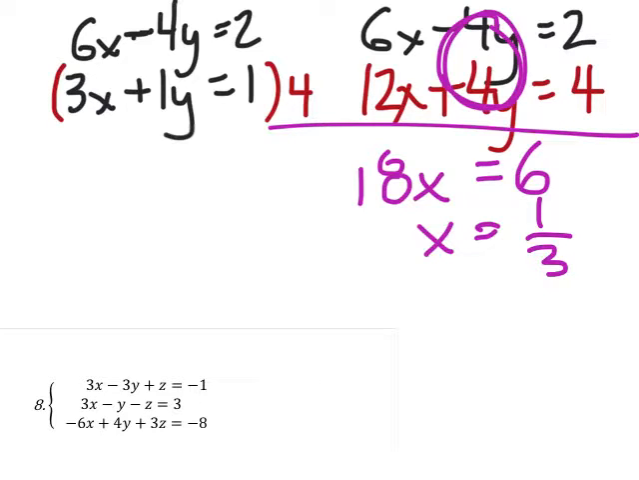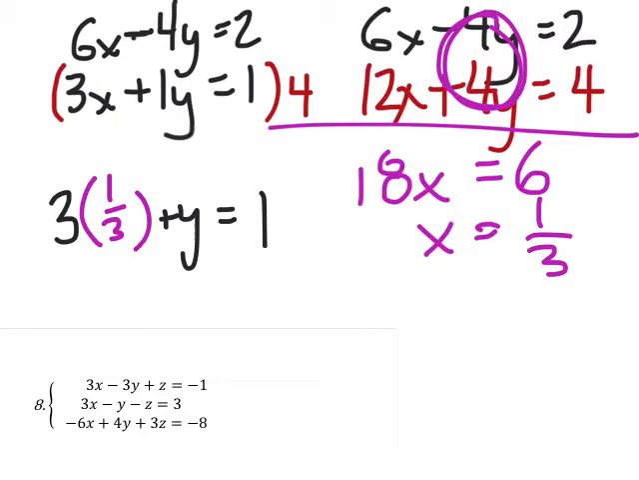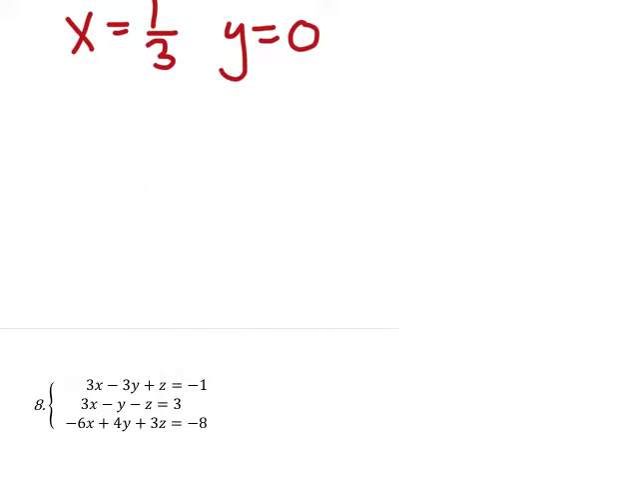Next thing we need to do is solve for y, and we only need to use one of these equations, which looks like I'm going to use that bottom one because it has a coefficient of 1 for the y. 3 times 1/3 plus y equals 1. Well, 3 times 1/3 is 1 plus y equals 1. It looks like y is 0. So going back to this, we have x is 1/3, y is 0.